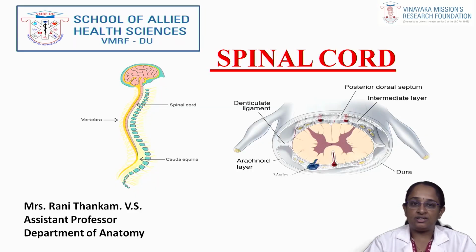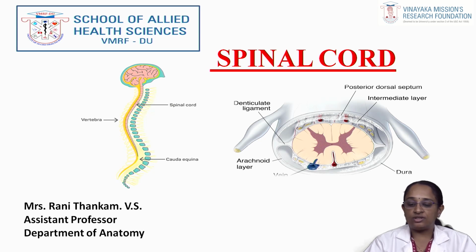My topic today is spinal cord. We are studying spinal cord in detail today. You can see the picture, two pictures are there. One is the longitudinal section of the spinal cord and the other one is the cross section of the spinal cord. You can see the entire spinal cord here in the first picture, that is from the lower base of the brain down to the coccyx vertebrae.